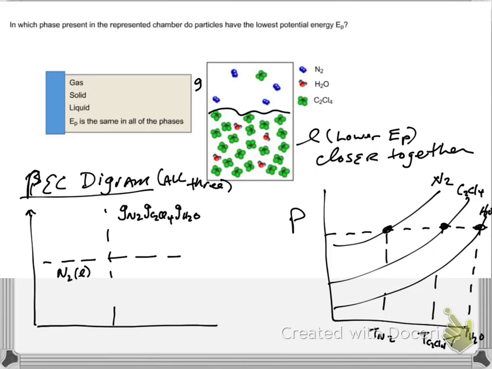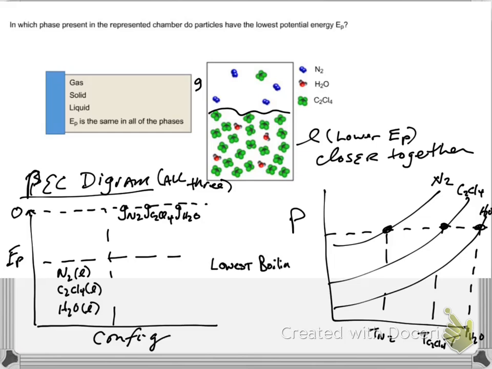So as the boiling points increase, we move down in potential energy. So nitrogen is the highest or least stable liquid, the weakest interaction, C2Cl4. And then we expect water to have the highest boiling point. Right, water would have the highest boiling point because no particles are found in the gas phase.